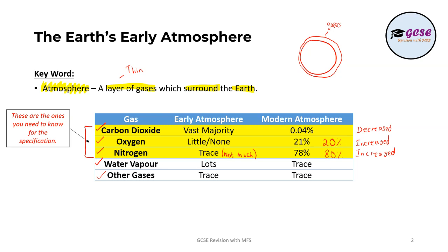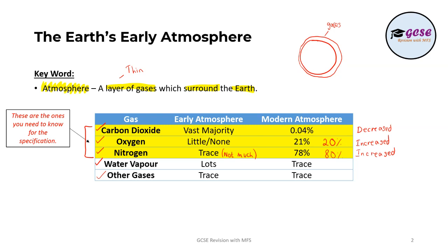Okay, so all of these are essentially greenhouse gases. Okay, and these are the ones you need to know for the specification. Having knowledge of the water vapor and other gases will also give you a better understanding of the early atmosphere. So just familiarize yourself with the percentages. Carbon dioxide levels decreased, oxygen levels increased, nitrogen levels also increased.